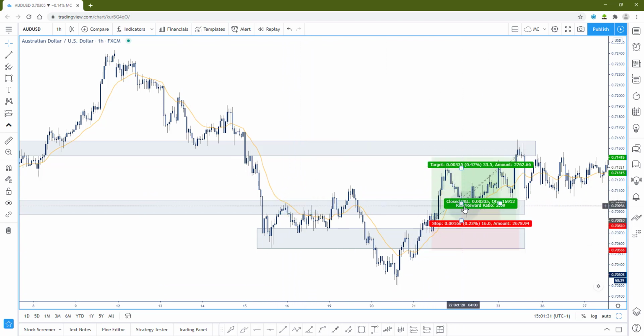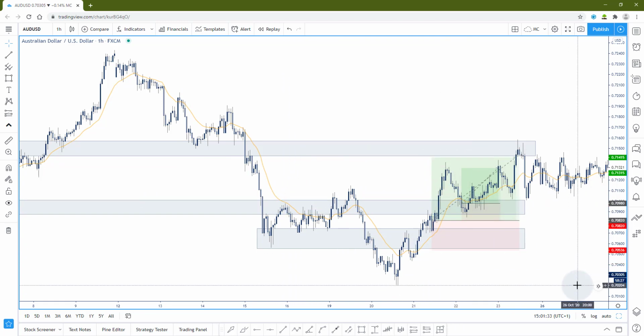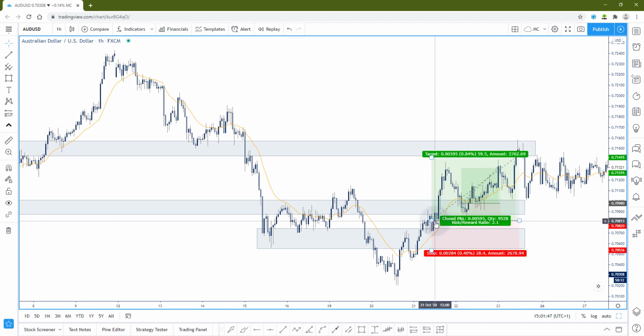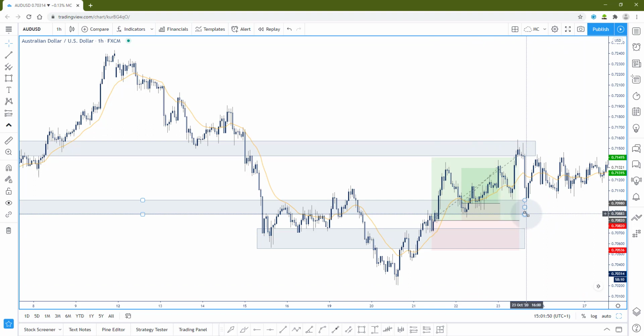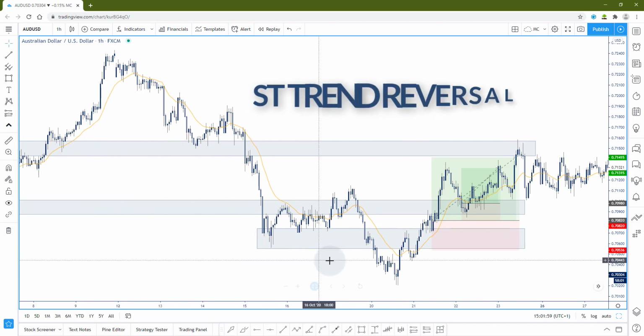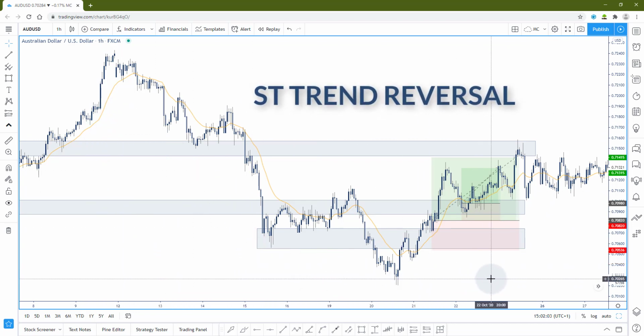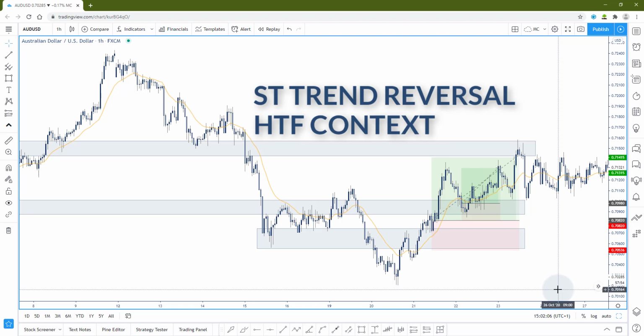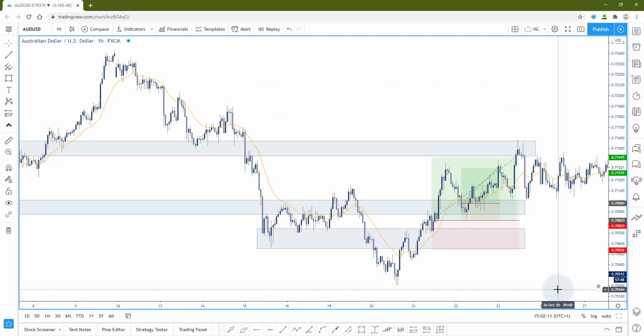And you can see how he entered here on the pullback towards this area of previous support and resistance again. And once price broke above this area, he said, I want to get long here. He put his stop loss where he had his entry earlier, which is below this area of support and resistance, which also worked out really nicely. So he basically was trading this short-term trend reversal in line with the higher time frame context. So he again was looking at multiple things that were in confluence and in his favor of a long trade here on the Australian dollar versus the US dollar.